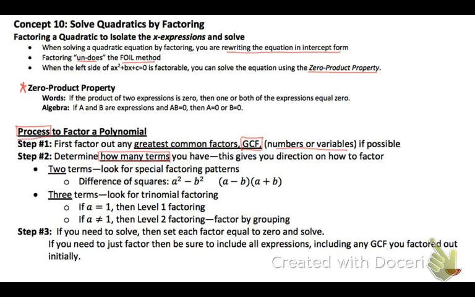You also want to see if there are three terms. Then we're going to look for what we call trinomial factoring, level 1 and level 2. And this notes video will take you through how to do quadratic trinomial factoring, level 1. And then step 3, if you need to solve, then you're going to set each of these factors equal to 0 and solve. And you'll either get your two solutions or one solution.